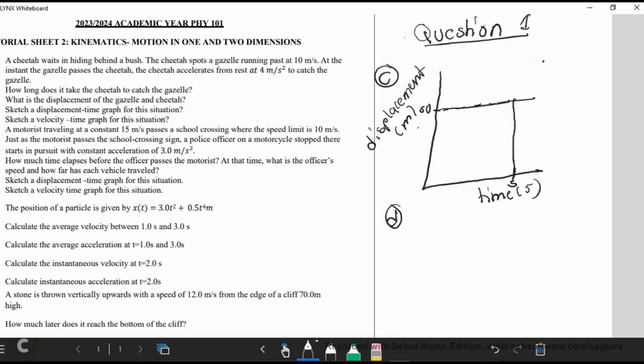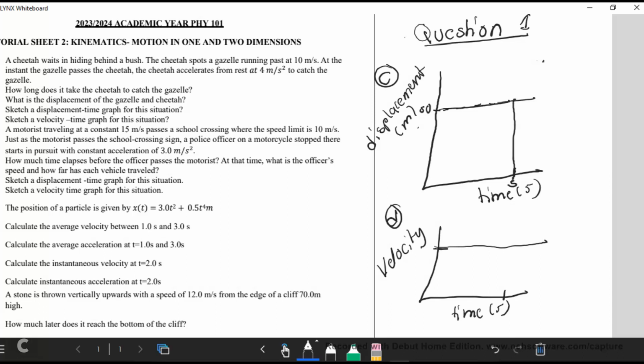Then the other one is saying sketch the velocity-time graph. So how do you sketch the velocity-time graph in this situation? Remember that this part is the velocity, then this part is time. Such that the displacement-time graph, how will it go? Remember that the gazelle was moving at constant velocity. So if it was moving at a constant velocity, it's supposed to go just like that.